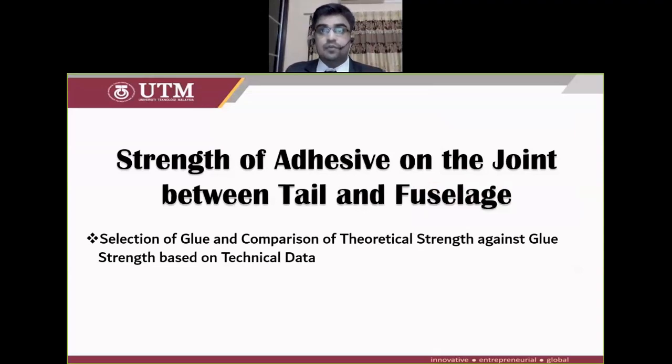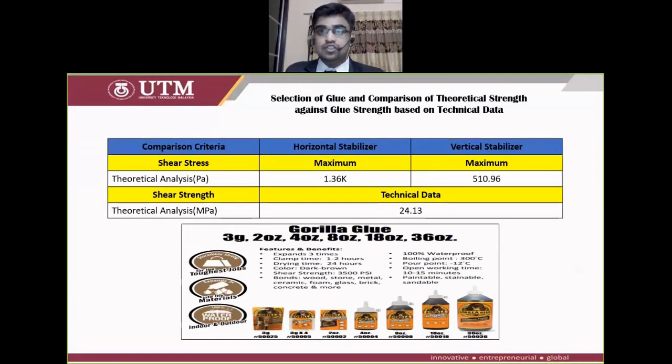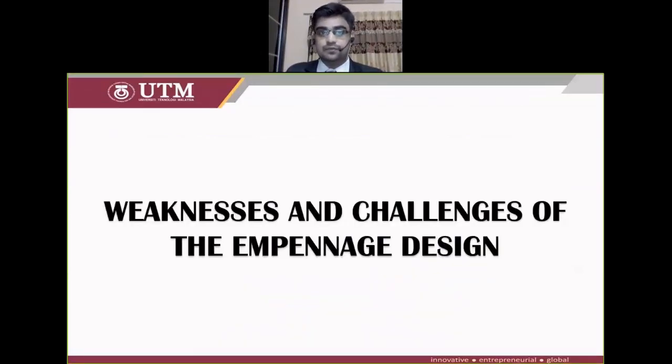For our design purpose, the proposed glue for the attachment between the fuselage and horizontal and vertical tails is Gorilla Glue. The figure shows the physical properties of the glue as well as its benefits. By comparing the theoretical shear stress with the shear strength of the glue stated above, which is 3,500 pounds per square inch, equivalent to 24.13 megapascals, the glue has a high tendency to withstand the calculated shear stress. This in turn leads to the conclusion that the structural integrity of the attachment between tail and fuselage is maintained to an airworthy condition.